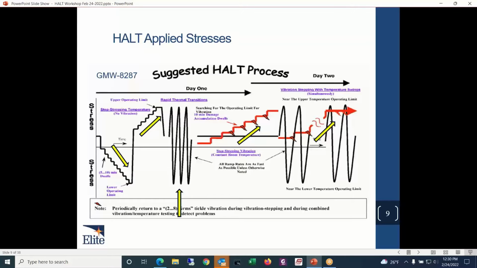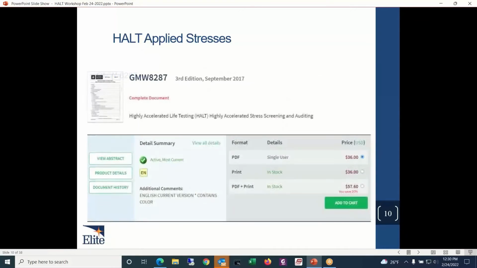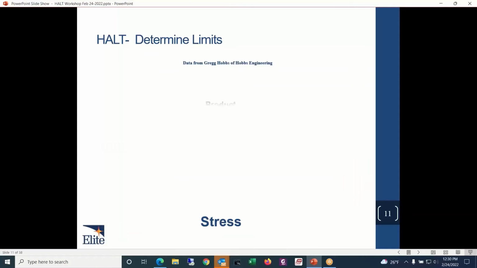So this is pretty much the boilerplate HALT specification, but by no means is it the test that has to be run or should be run. We always suggest that it depends on your product and what you're trying to learn about your device. Maybe not all of these steps, some of them might have more value for you. You can go to Global Engineering Documents and you should still be able to download this GM spec. This is the one I would recommend if you're considering HALT testing. It's $36 from Global, and it would give you this outline as well.